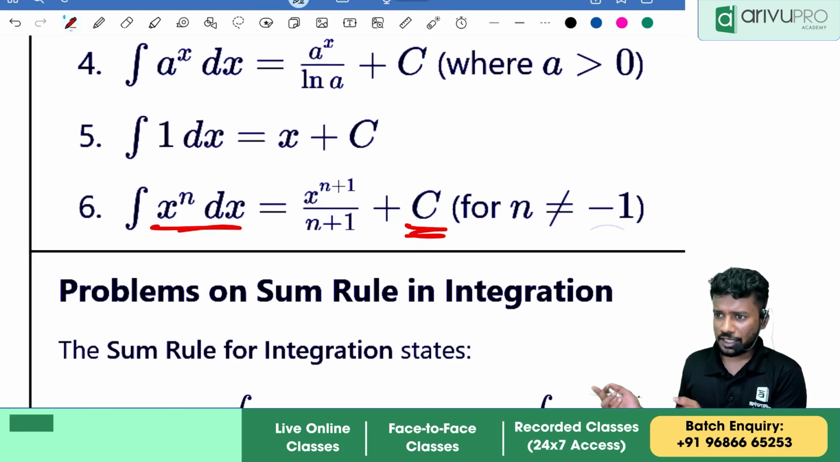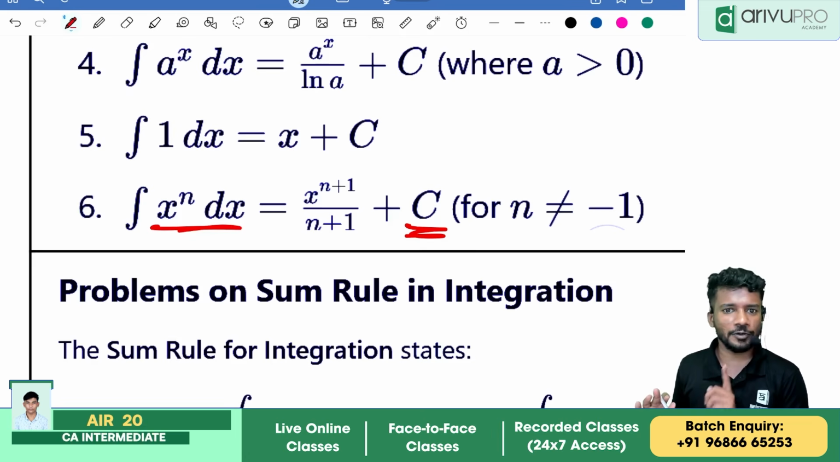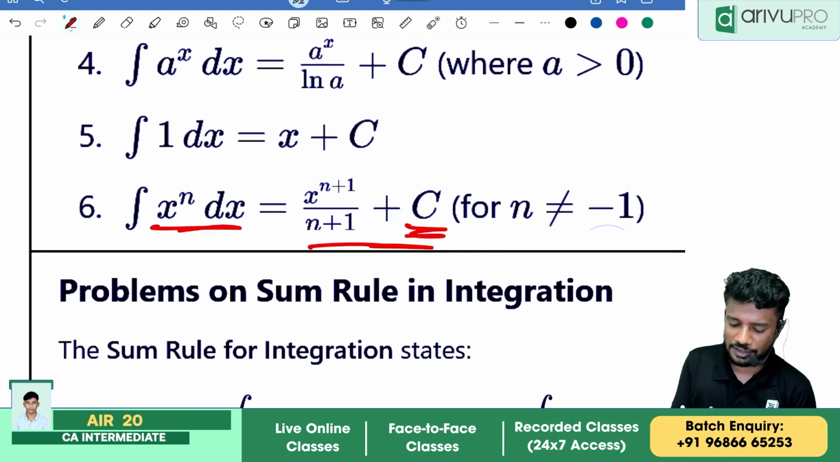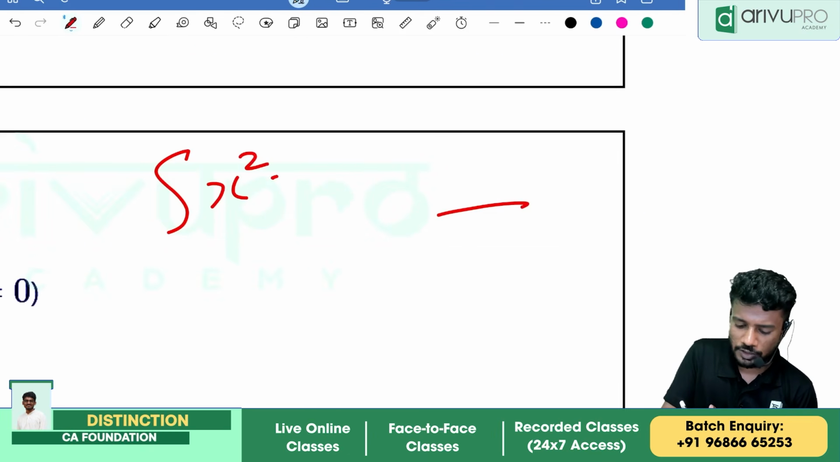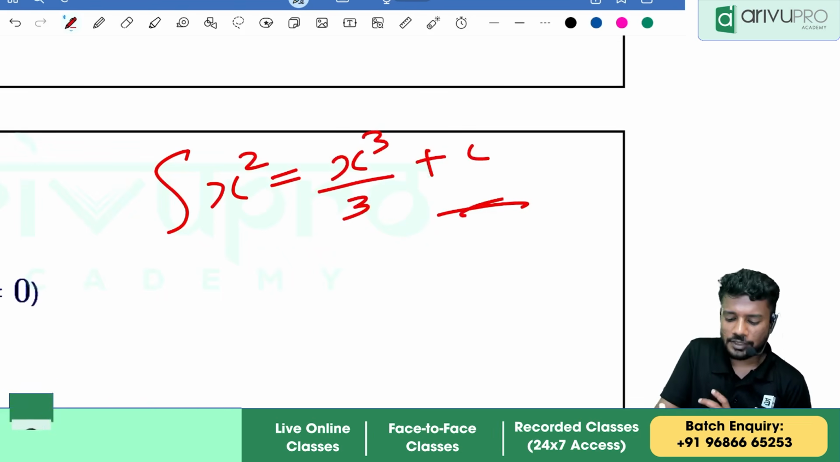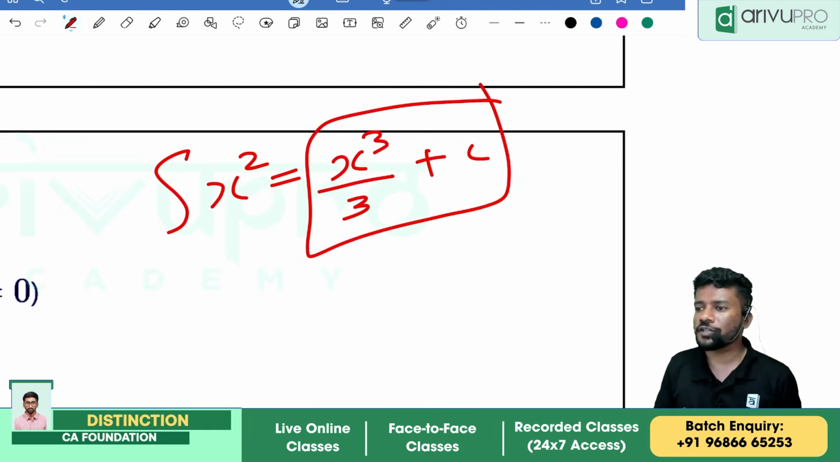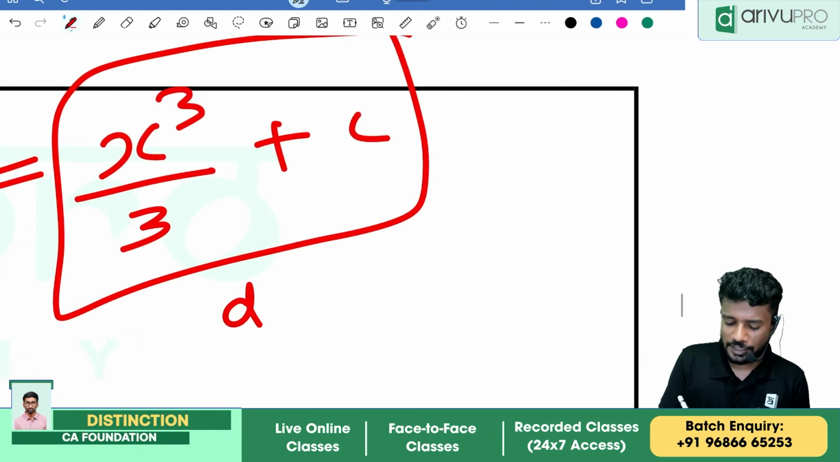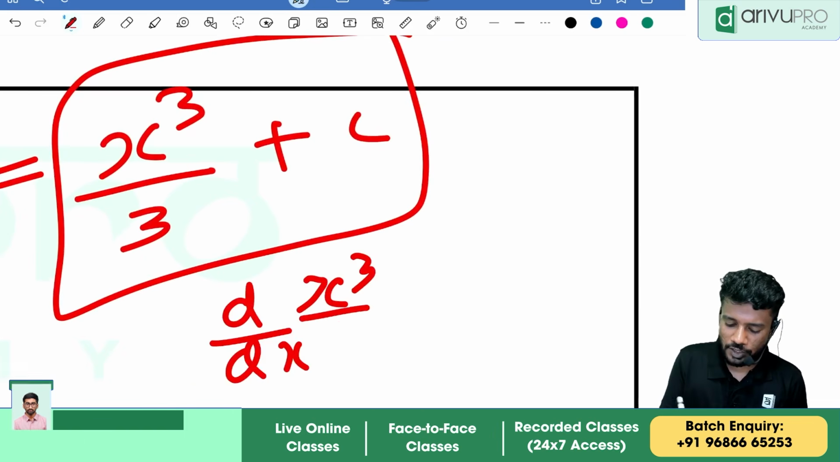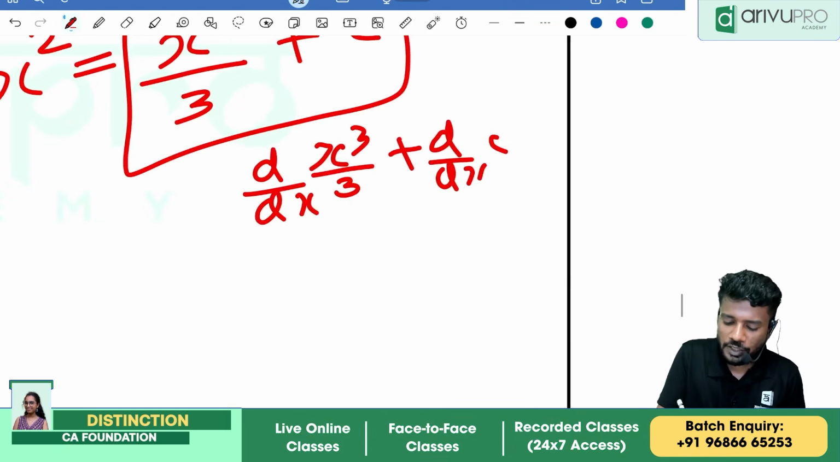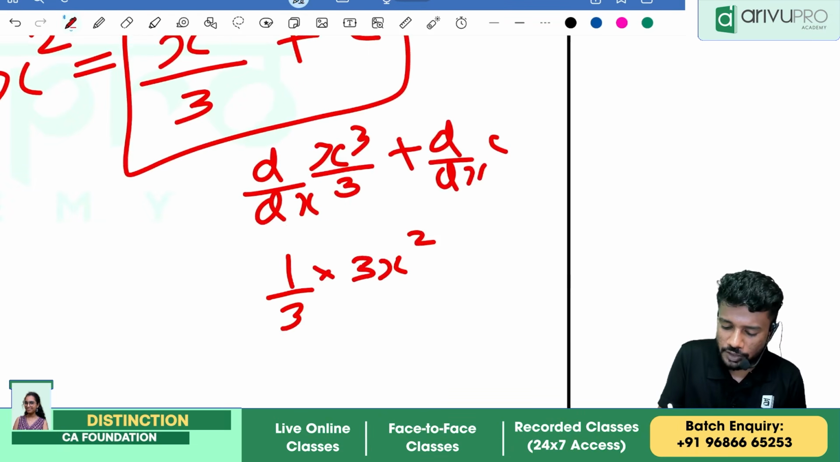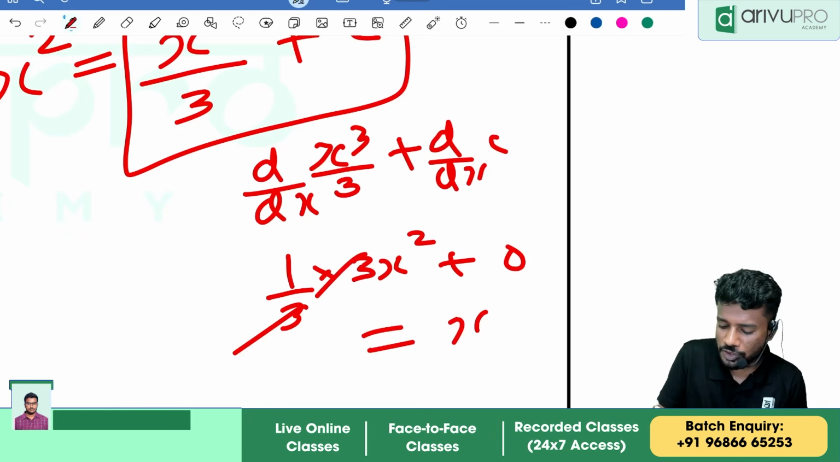Because when we integrate, the integral value, when differentiated, gives the original value. Am I right? When you integrate the answer, you will get the question. How much was our integral? The integral of x square is equal to how much? x cube divided by 3 plus c. Now take the derivative of this. d by dx of x cube divided by 3 plus d by dx of a constant, that is nothing but 0. Now 1 by 3 into 3x square plus 0, the 3 cancels, and this is x square.